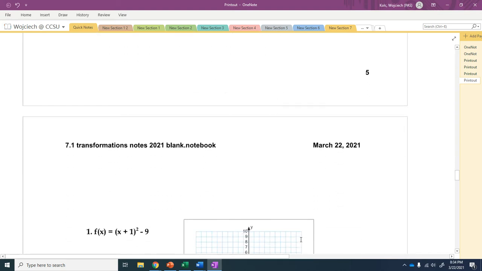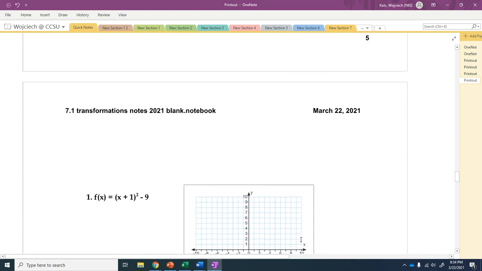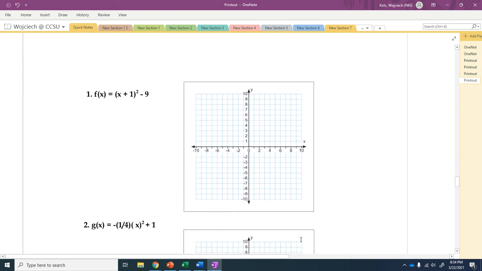Let's just take a look at an example, because if you don't look at an example, it's really difficult to explain this. So question number 1, I would like to graph f of x equals (x plus 1) to the second power minus 9. So the parent function, step 1, would be y equals x squared. And I am going to graph the parent function using a dotted line.